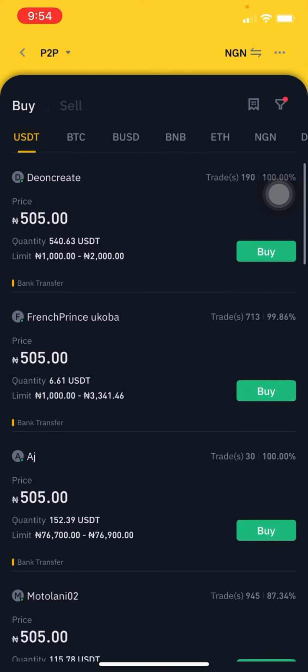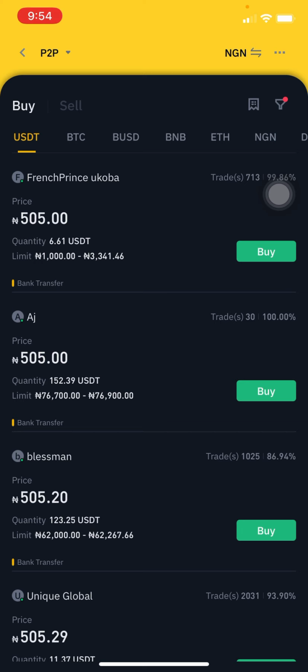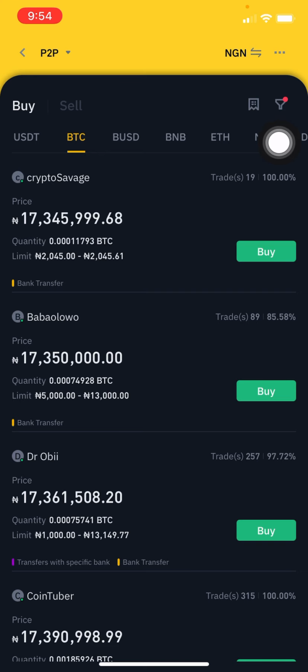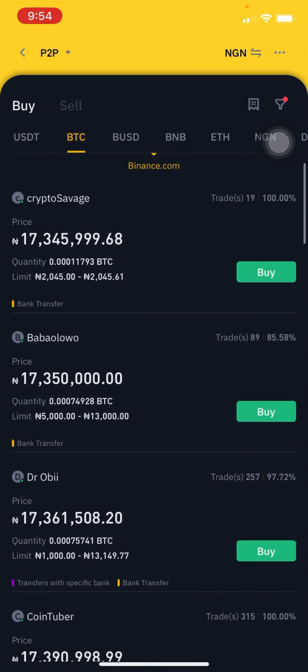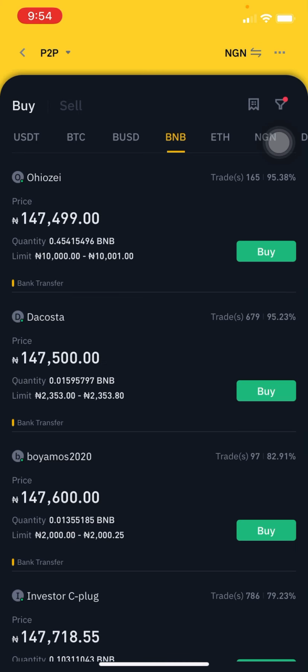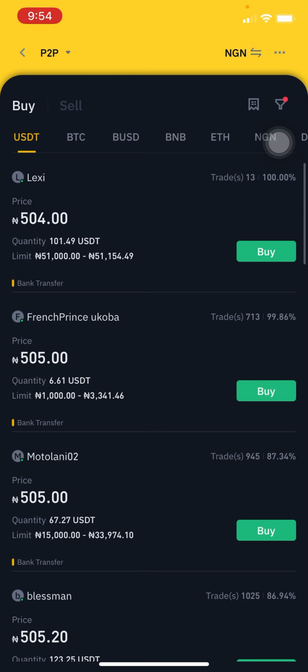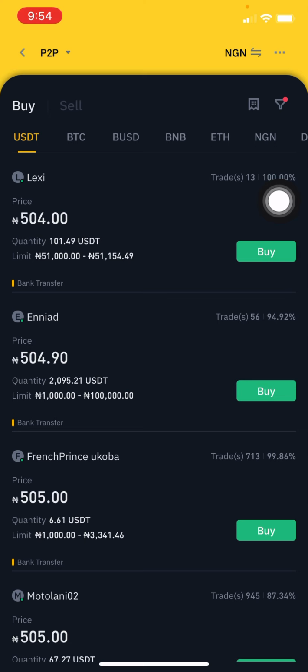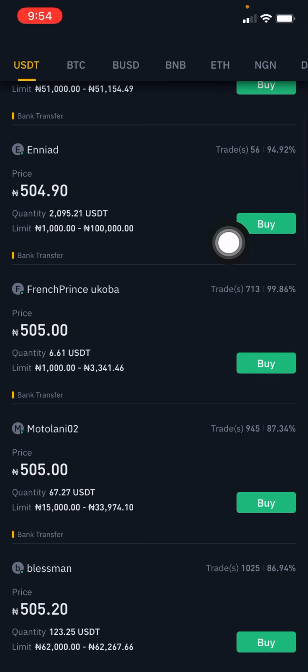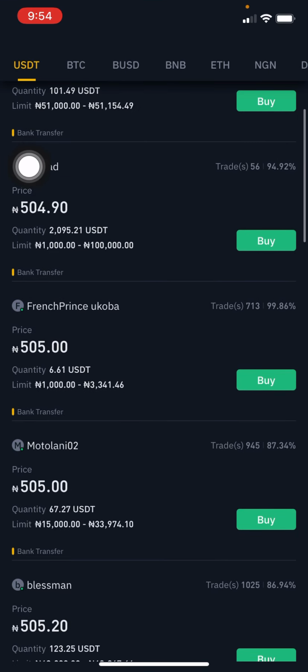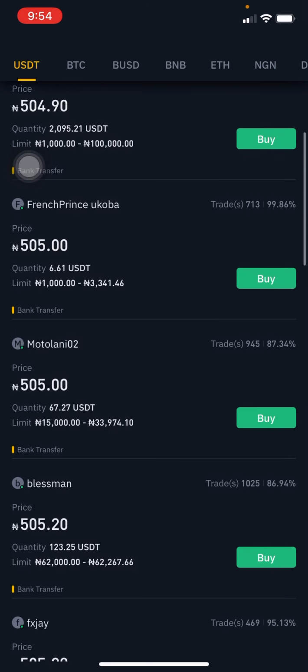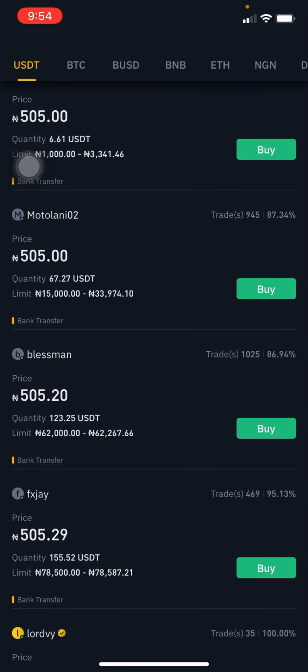Okay, now let me just buy USDT. Remember, we are in USDT. So if you click on Bitcoin, these are people that are selling Bitcoins. Okay, if you click on BNB itself, these are people that are selling BNB. So in this case, we're going to buy USDT. Now let me buy USDT worth 5,000 naira. So you are going to check the person that is selling below 5,000 to buy from that particular person.